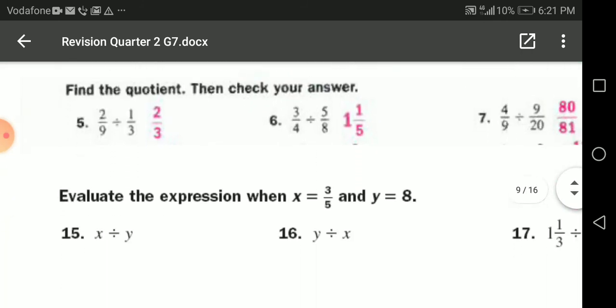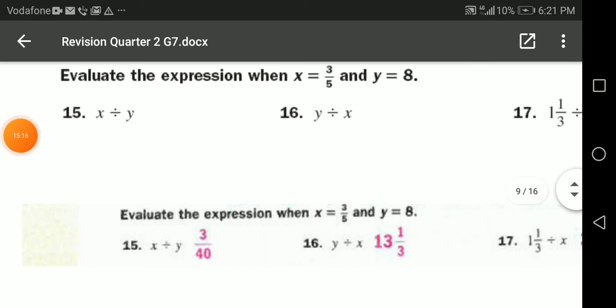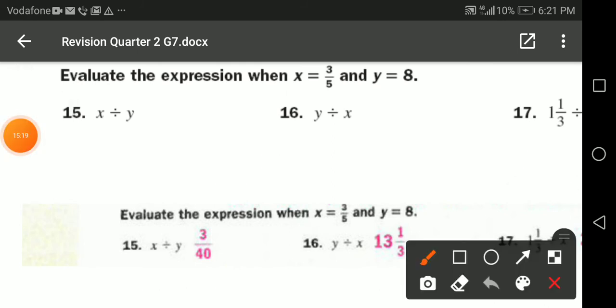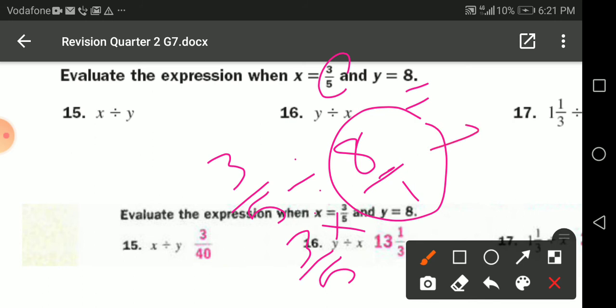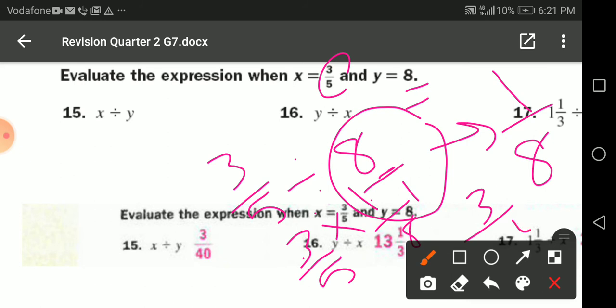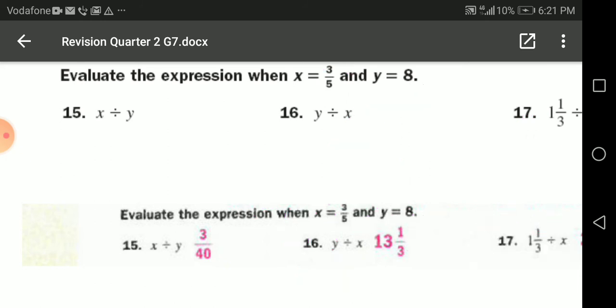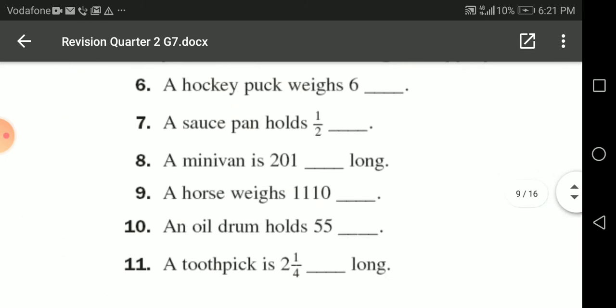Okay. This is easy. Evaluate the expression, and this is easier also. When I have 3 over 5 and I have divided by 8, instead of dividing, multiply 3 over 5 times the reciprocal of 8, the opposite. So 8 means 8 over 1. The reciprocal of this will be 1 over 8. So 3 times 1 is 3, 5 times 8 is 40. So 3 over 40.